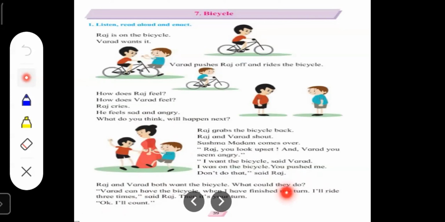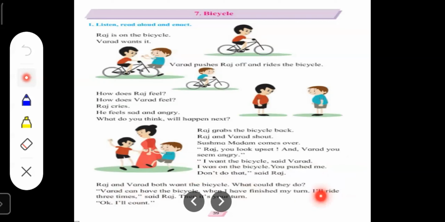What is Raj telling here? Raj is telling Varad that you can ride the bicycle when I finished my turn. So what is Raj telling? Raj is telling Varad that first he will ride the bicycle, then Varad will ride. Then Raj is telling, I will ride 3 times, then it is your turn.